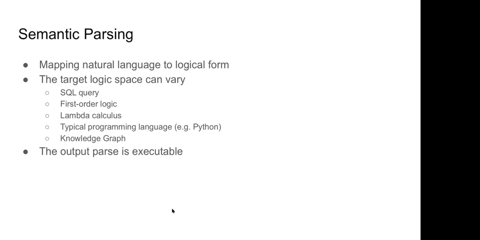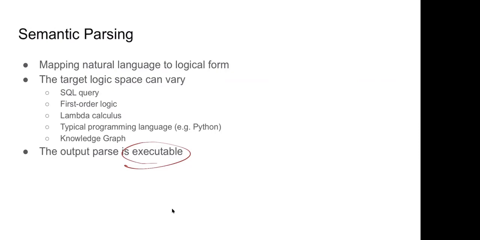At first glance, it looks pretty similar in the sense that you're mapping natural language to some structured format. In semantic parsing, we call it a logical form. And the really important thing in semantic parsing is that, whatever the target logic space is, what really matters is that the output parse has to be executable. That's a very important thing. It's exactly the point of semantic parsing. You want to translate a natural language sentence into something executable by a machine.